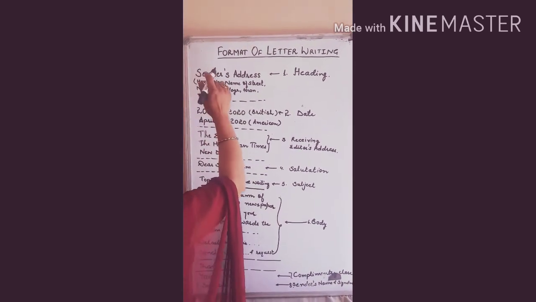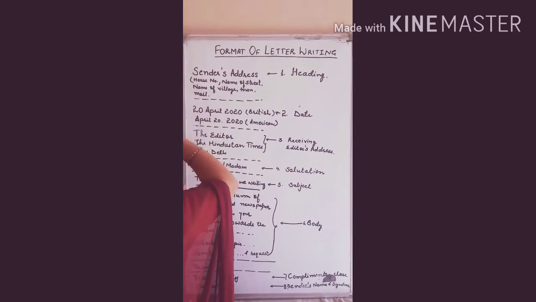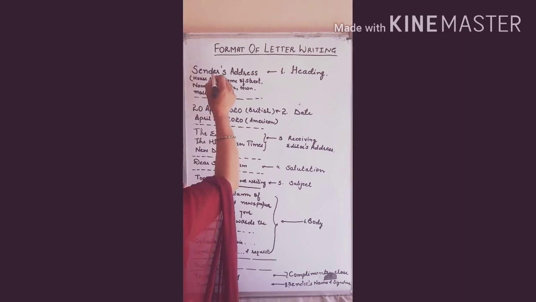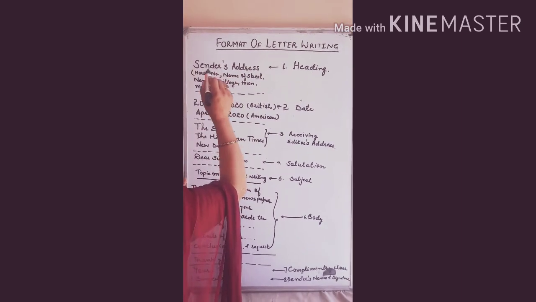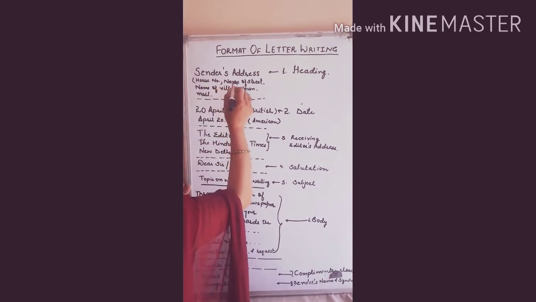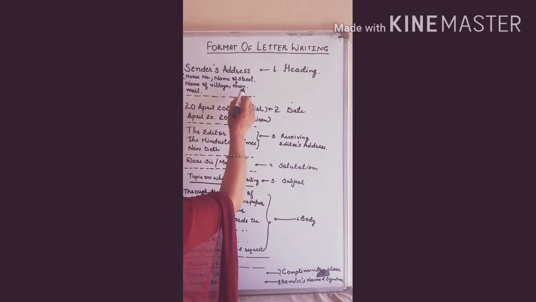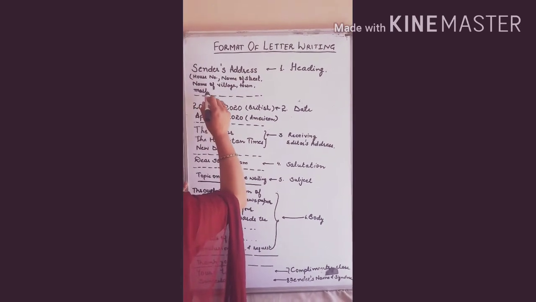As we know, we have to write the letter on the left side when we start. So first of all, we have to mention the sender's address. In the sender's address, we should write the house number, the name of the street, the name of the village and town, or we can write the email also.